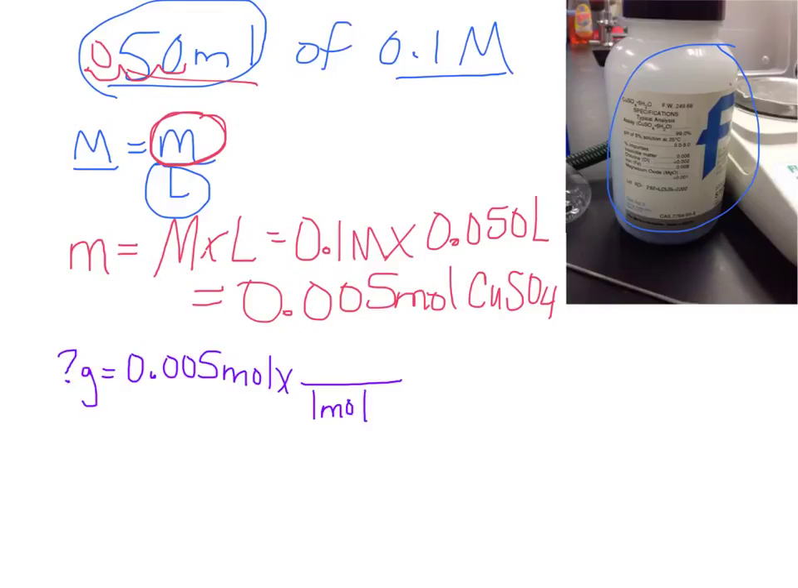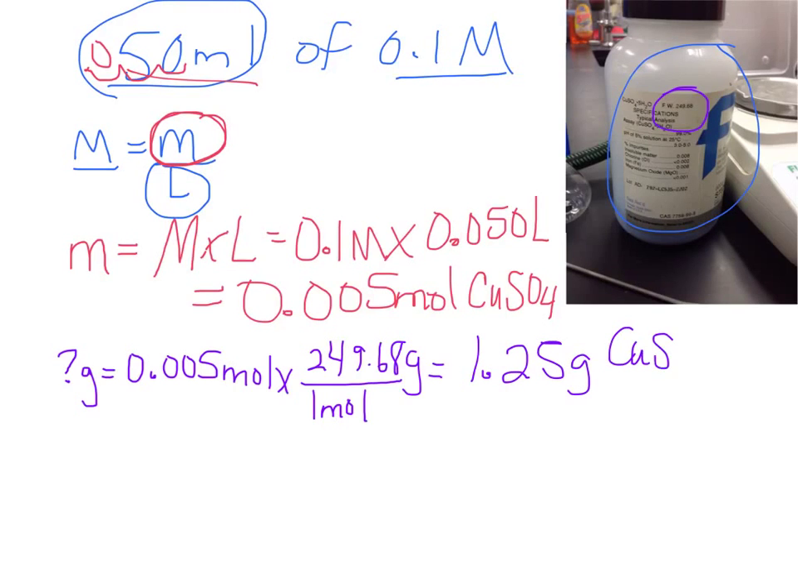To get from moles to grams, I'm going to have to multiply by molar mass, so I've set that up in dimensional analysis form. The molar mass here is given to me, so I don't have to calculate it. It'll be given to you in the lab as well. So the molar mass is 249.68 grams. And if I calculate that out, I get 1.25 grams of copper 2 sulfate. So that's going to tell me how much I'll need in the next step.